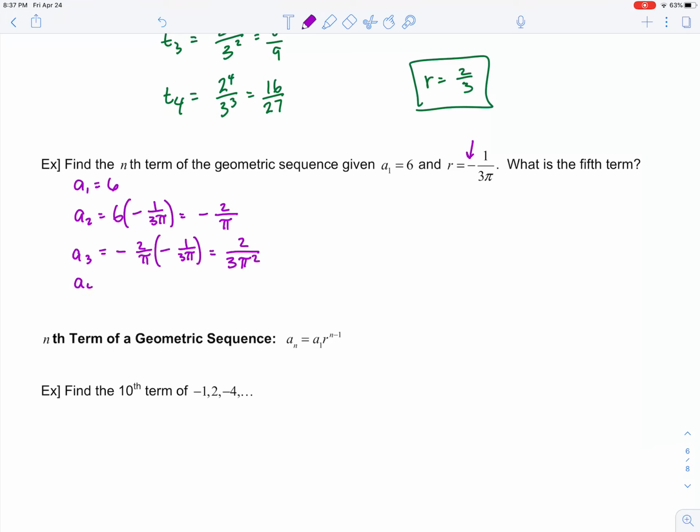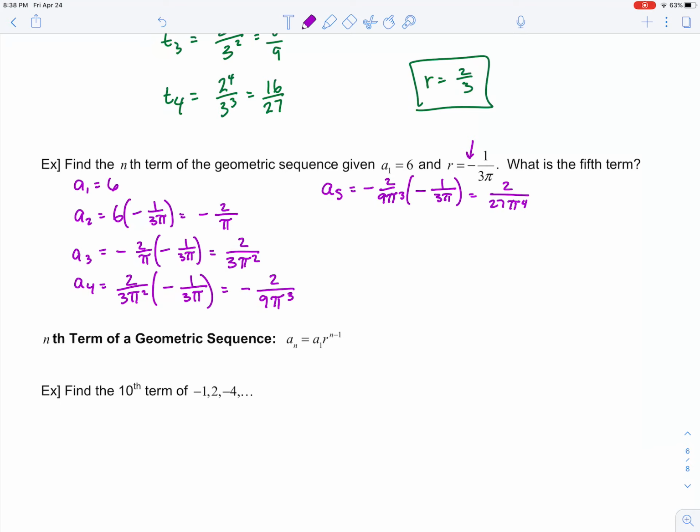Let's keep it going. So the fourth term would be the third term, 2 over 3 pi squared, times the common ratio. So this goes back to being negative, so I have -2 over 9 pi cubed. Okay, and we only need to go one more to get the fifth term. So that would be the fourth term times the common ratio. So that would be +2 over 27 pi to the fourth.